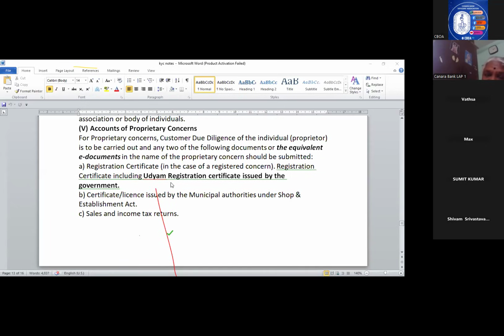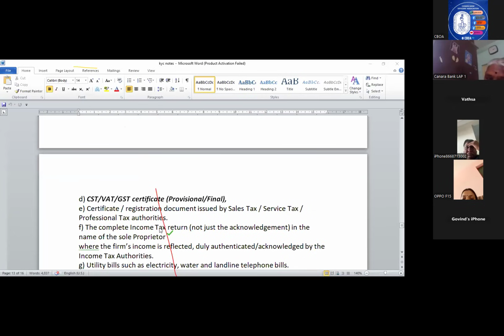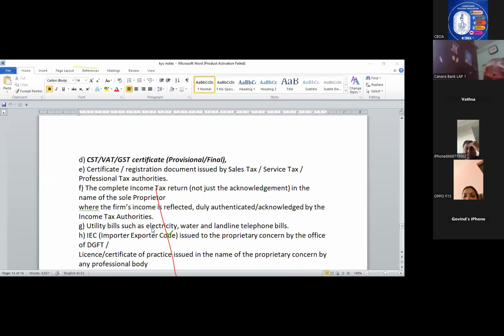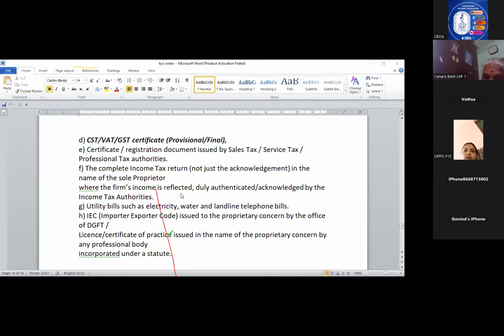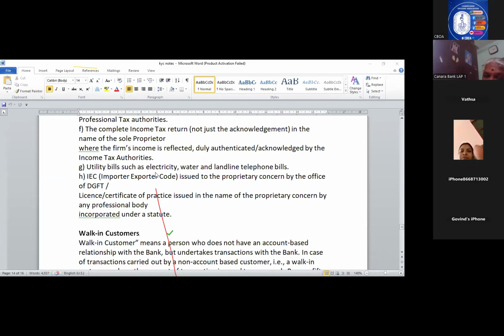Then registration certificate, that is Udayam registration certificate, is compulsory in case of proprietorship. Certificate or license issued by municipal authorities and the Shops and Establishments Act. Sales and income tax return, GST, VAT or GST certificate, registration document by sales tax, complete income tax returns, then utility bills such as electricity, water and landline bills. If he is doing import-export, then importer-exporter code, that license certificate, all these documents he will be submitting.